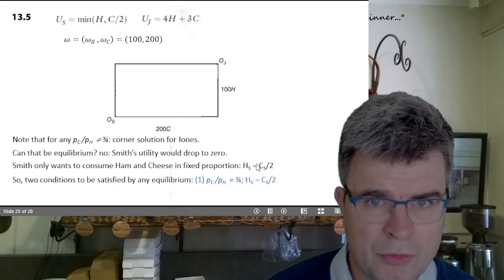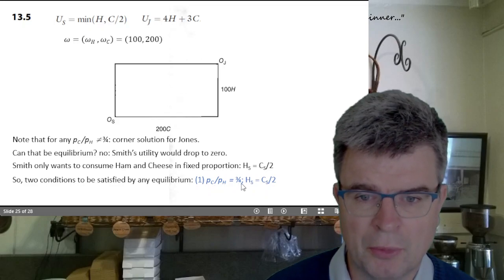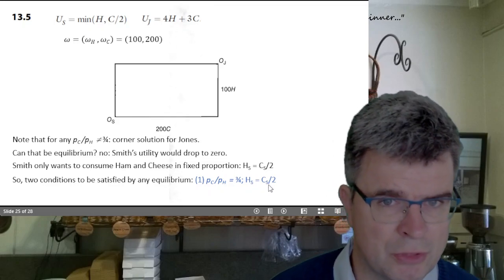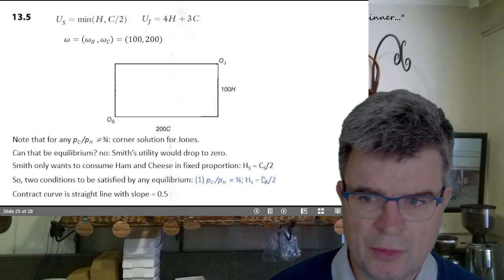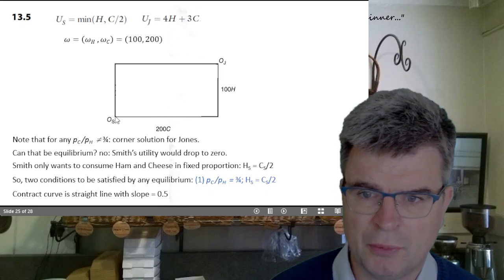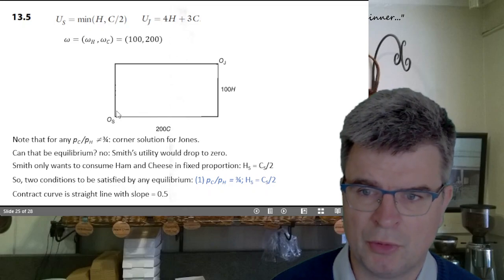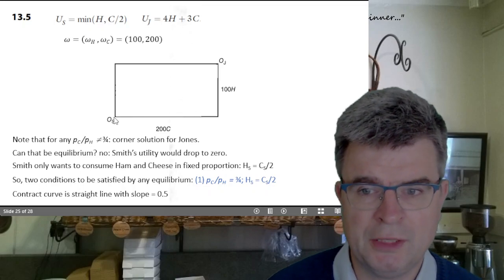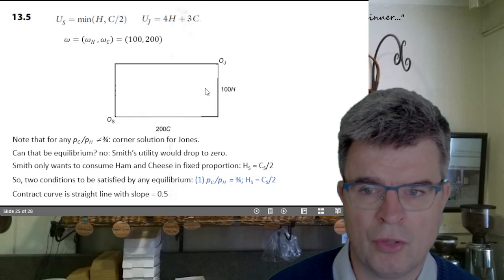So in a nutshell, two conditions need to be satisfied by any equilibrium. The price ratio needs to be equal to 3/4, and the consumption of ham by Smith is half of his consumption of cheese. Which means that the contract curve is a straight line with a slope of 0.5. So if we increase the consumption of cheese by Smith, then his consumption of ham also needs to increase by half of the increase of the consumption of cheese. So the contract curve is a nice straight line with a slope of 0.5.